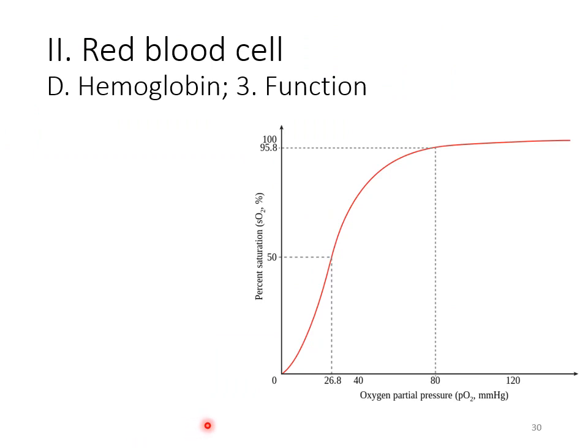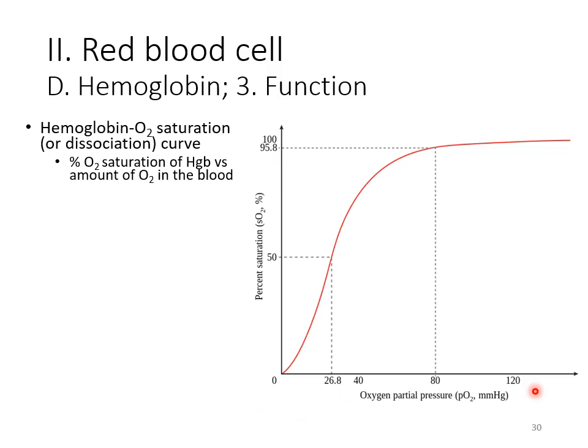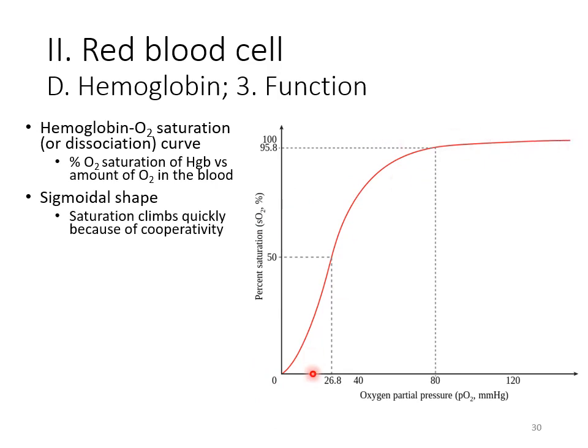Now, building on that concept of cooperativity, let's look at the relationship between hemoglobin and your oxygen partial pressure. This is your hemoglobin oxygen saturation curve. On the x-axis, we have the oxygen partial pressure, or the amount of oxygen in the blood, and on the y-axis, we have the percent O2 saturation of your hemoglobin, or how much your hemoglobin is saturated with oxygen. We see that it has a sigmoidal shape, a very steep rise at the start followed by a plateau. The very steep rise is due to your cooperativity.